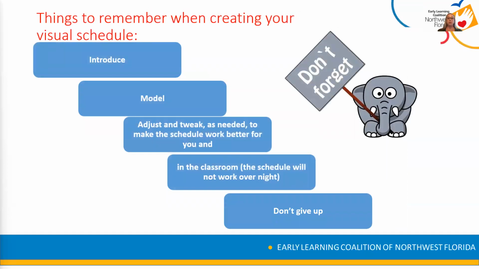Things to remember when creating your visual schedule. You want to introduce, model, and adjust and tweak the schedule to best fit your classroom. And also remember, don't give up. It could take up to 3 to 4 weeks for a child to adapt to the visual schedule and acknowledge what that routine is and what the expectations of that routine are. So again, please do not give up.